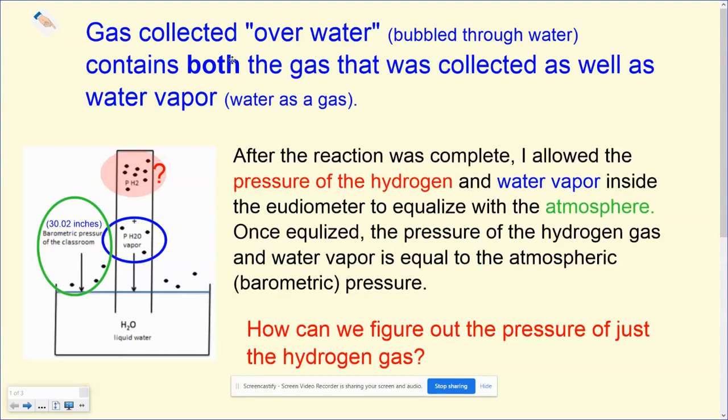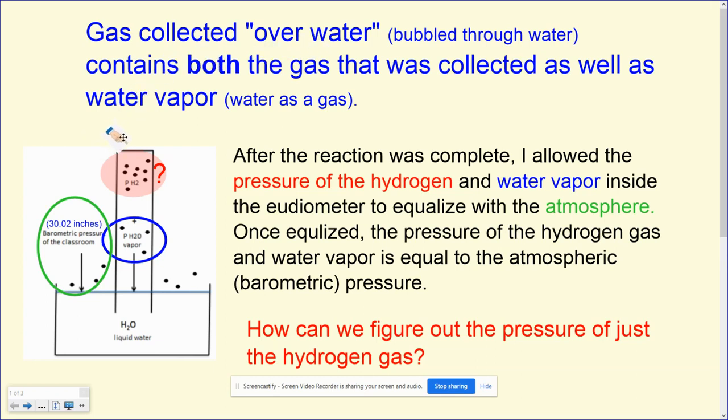Okay, now we have to determine the pressure of the hydrogen gas that is in the eudiometer. The technique we did is called collecting a gas over water, which basically means that we bubble the gas through water. Now, when you bubble the gas through water, the sample in the eudiometer contains both the gas, in this case hydrogen, and it's also going to contain water vapor.